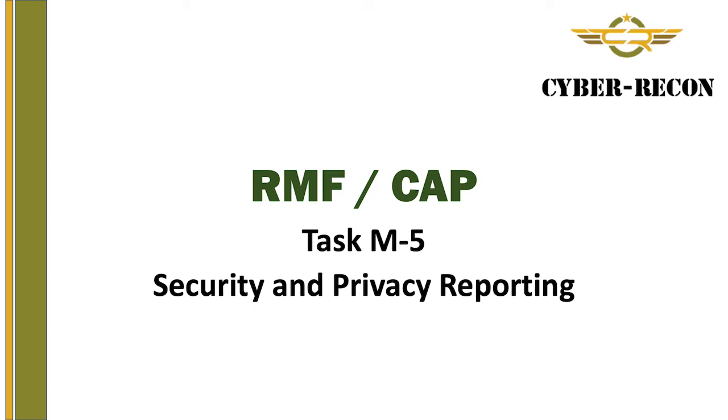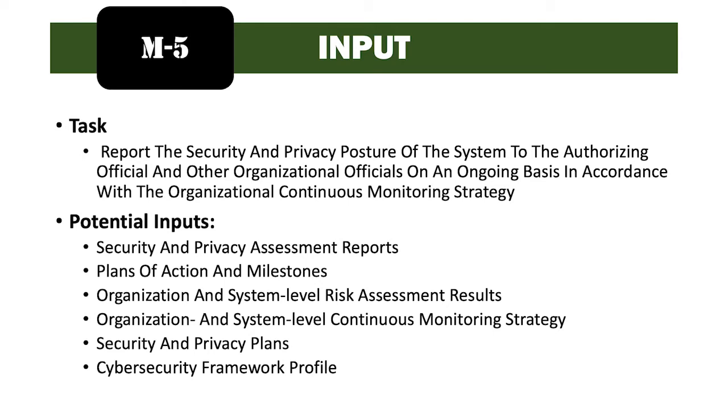In this module, we'll be talking about task M5, Security and Privacy Reporting. In this task, we report the security and privacy posture of the system to the authorizing official and other organizational officials on an ongoing basis in accordance with the organizational continuous monitoring strategy.